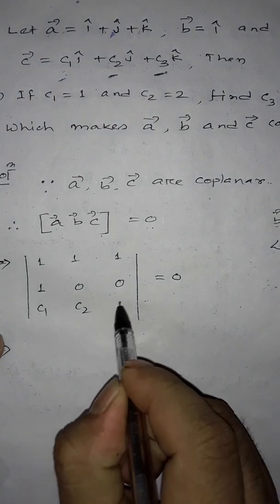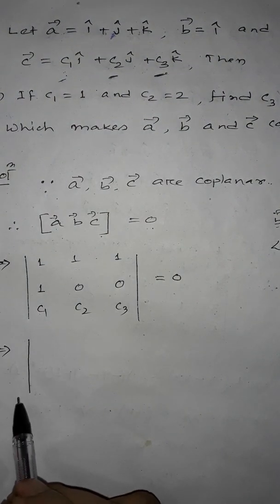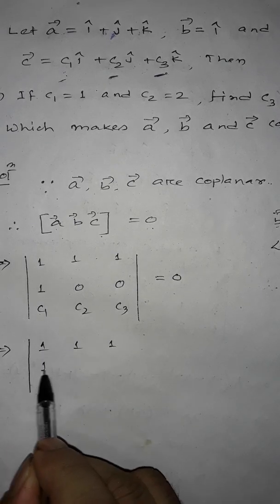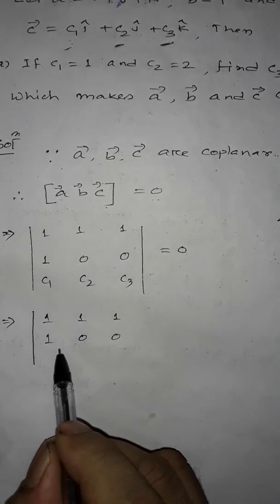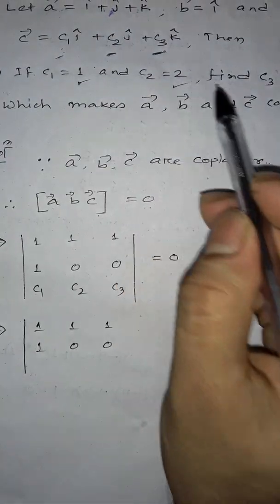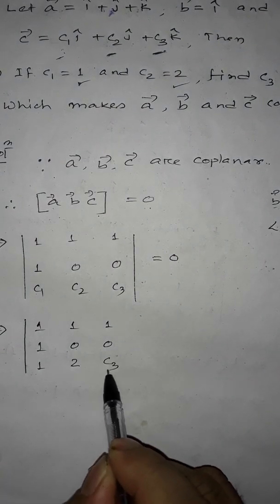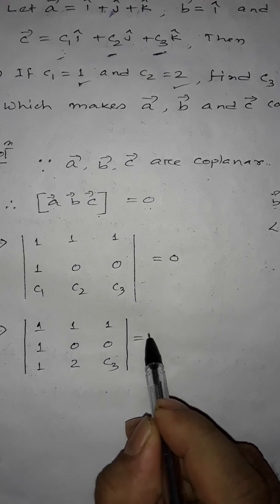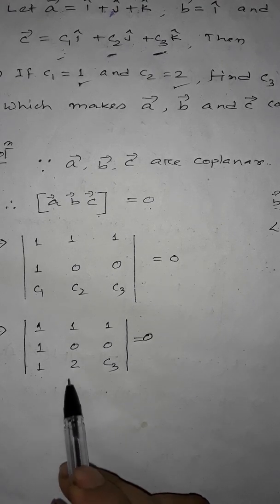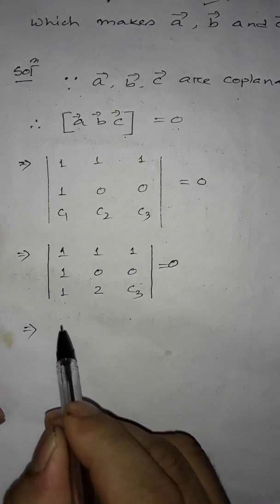Now the values of c1 and c2 are given. The value of c1 is 1, the value of c2 is 2. You have to calculate the value of c3. So substituting the values of c1 and c2 here. Now we'll expand the determinant.